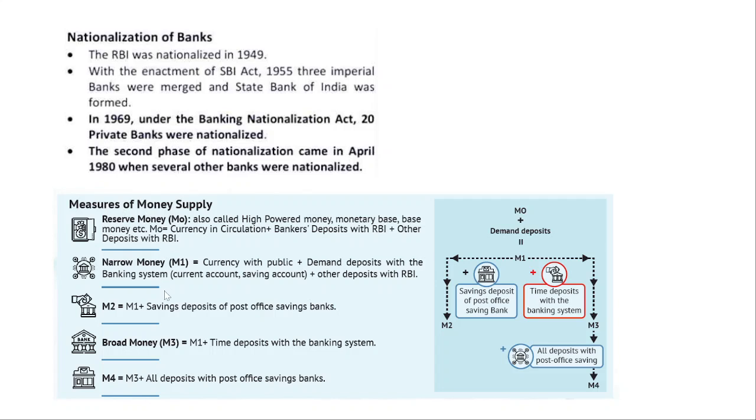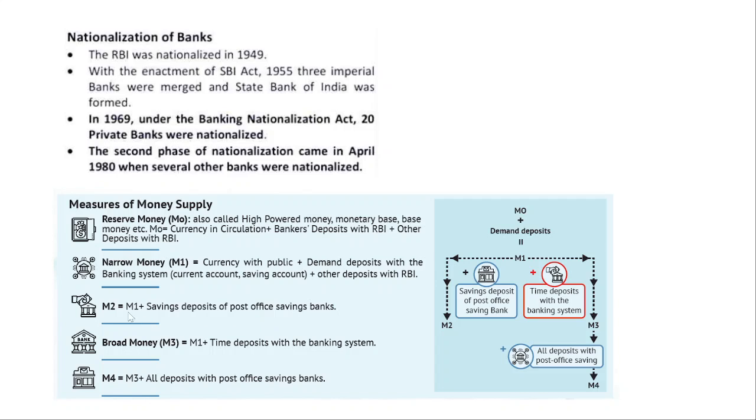Anyway, so you look at this. M1 is narrow money. That is currency with the public. That means the money which you have in your pockets, in your wallets, etc. Demand deposits with banking system, that is the current account, savings account, and all those things. Whatever money is there in the bank, and other deposits with the RBI. Whatever the banks are putting in the RBI, every day so many crores. So all this money which is readily available is called narrow money.